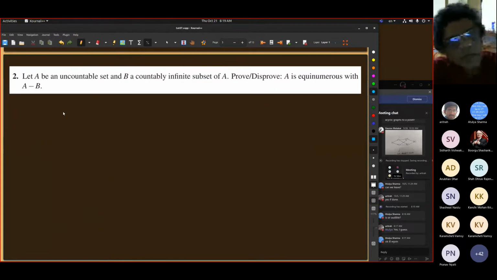Anyway, the second question is another interesting question. Suppose that A is an uncountable set. Whatever it is, like R or 2 power R or 2 power 2 power R, anything. The only thing is that it is not countable. This is uncountable. I just take out a countably infinite number of elements from A, call it B.